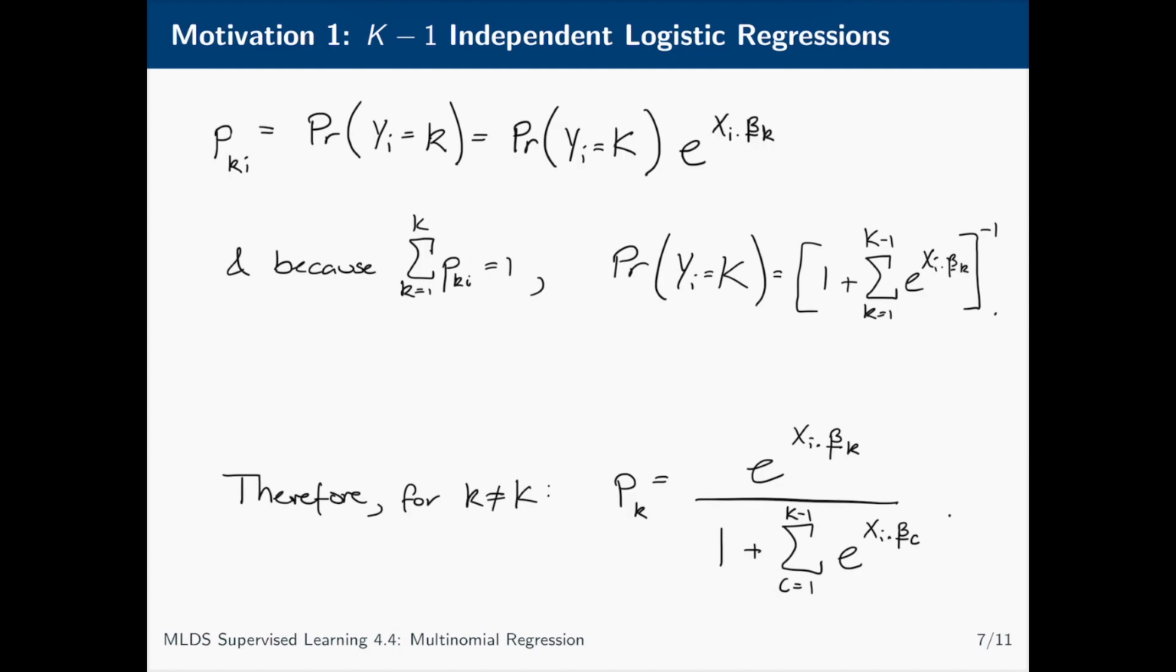Substituting this probability of belonging to the final class into the other expressions gives us our final expression here, which describes the probability of belonging to each of the first k-1 classes. This gives us our function g, which links linear combinations of the covariate values and the regression parameters to the probability of belonging to each category.